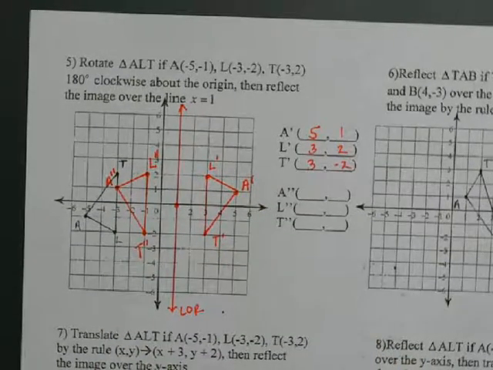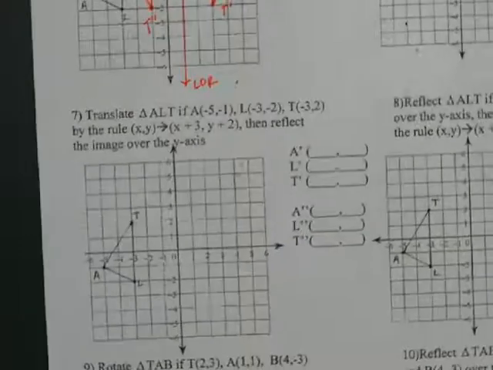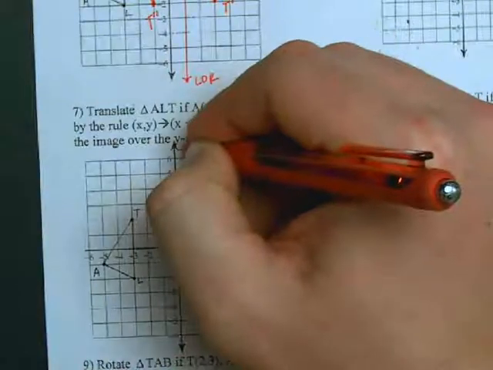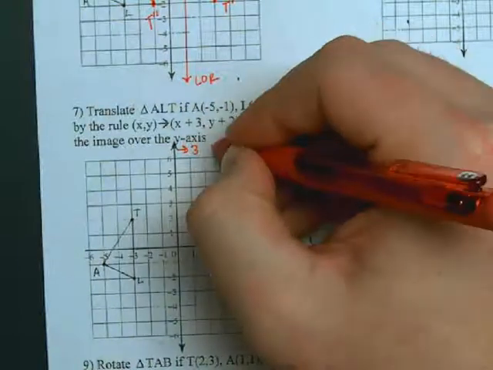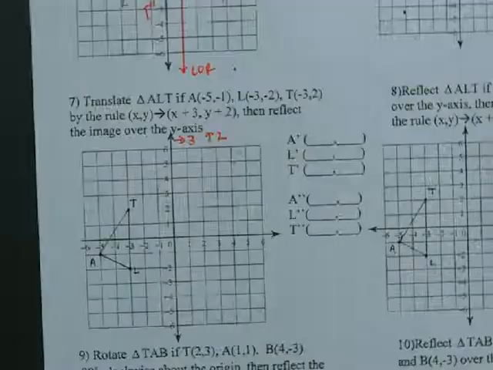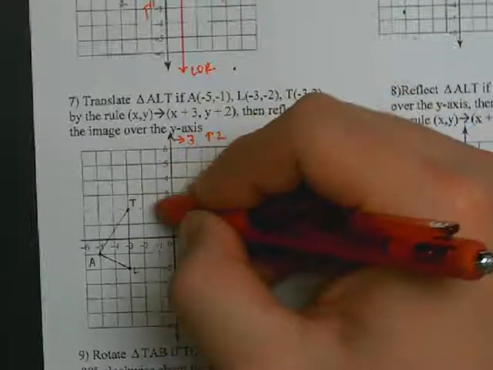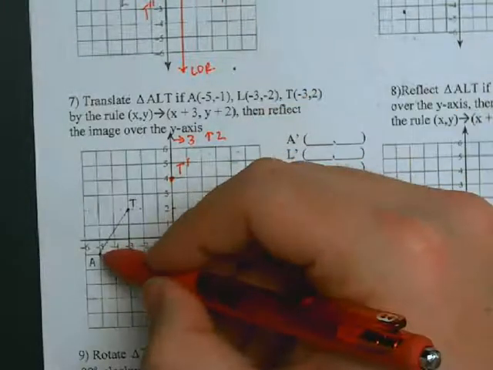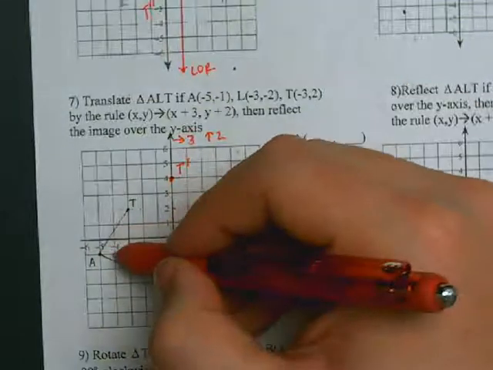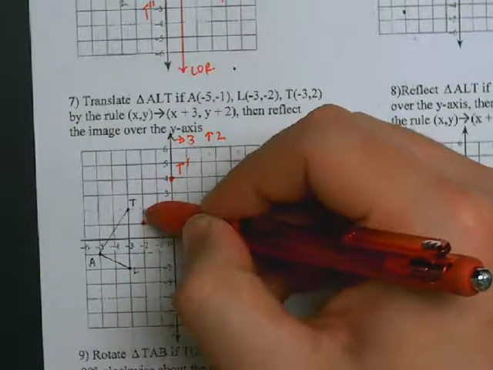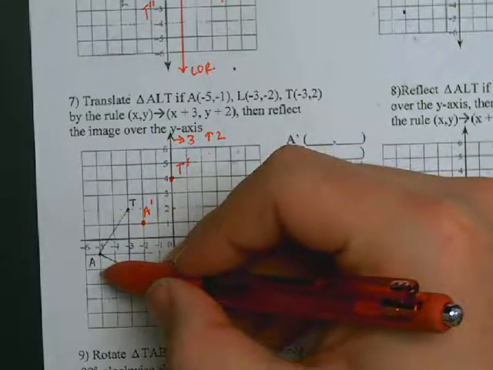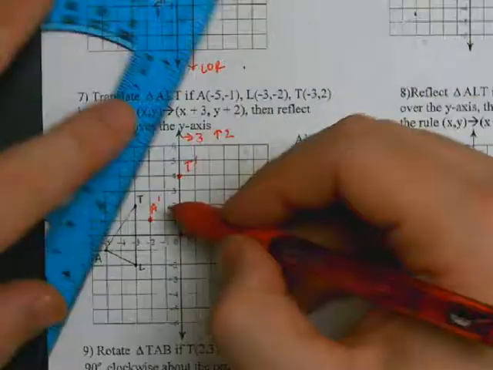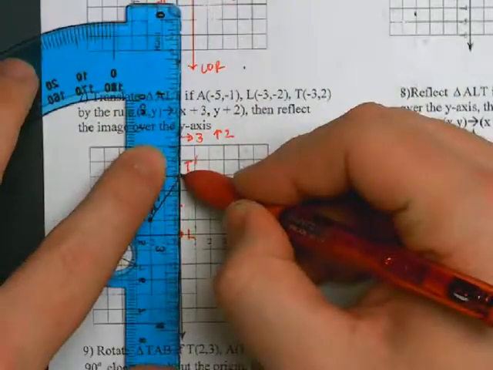Okay. I'm going to do this last one, number 7. So it says translate this triangle x plus 3. So that would be right 3 because it's x plus 3, and plus 2 would be up 2. So we're going to take every unit right 3, up 2. Right 3, 1, 2, 3, up 2, 1, 2. That's T prime. A, right 3, up 2. That's A prime. Now L was down 1, right 2, so go down 1, right 2, and that's L prime. We take it, we connect.